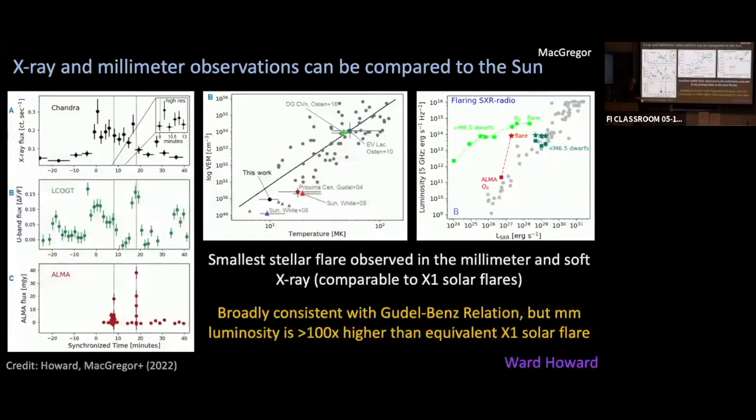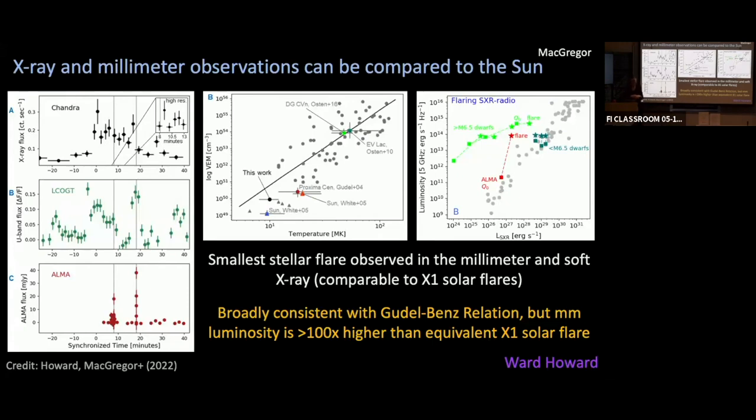Okay, what about other wavelengths? So this is a different flare that we detected with ALMA and with Chandra, and in the optical with LCO, so we can look at the X-ray compared to the optical and millimeter observations. This is a different flare because it's quite small, actually. So it's very tiny, which means we can actually compare it directly with solar flares.